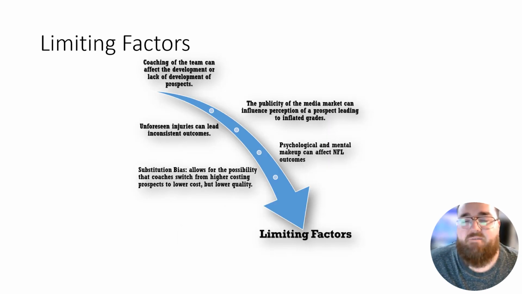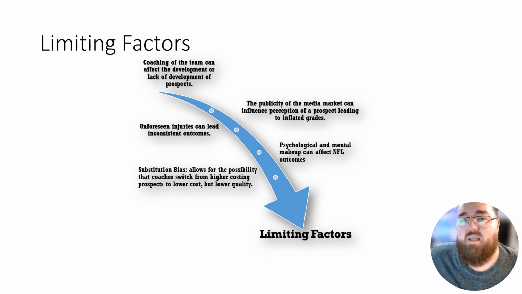Then you have limiting factors. So these are things that you can't really control. Whether they did well in terms of their college grades but didn't really do much in the NFL, there are things that affect it. One is coaching of the team can affect the development of a prospect. If you go from, say, USC to one of the worst football teams in the NFL, you're going to have a hard time developing, especially if you're a developmental prospect. How are you going to develop a quarterback who doesn't have a great quarterback coach, doesn't have good wide receivers? So coaching is definitely a big part of it.